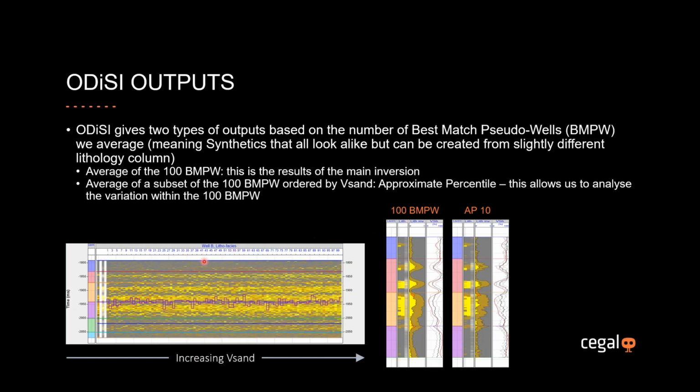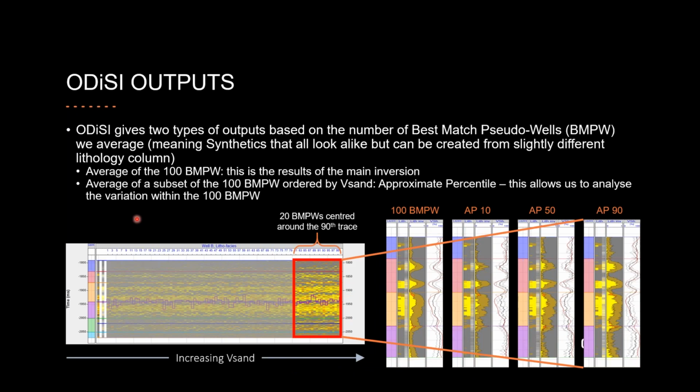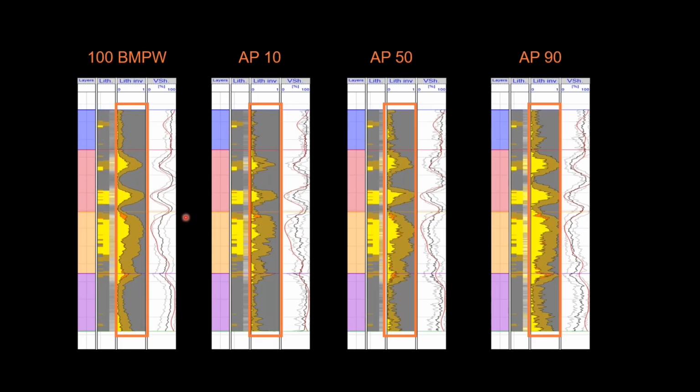If we do the same around the 50th trace, we call it the AP50. And around the 90th trace, we then have the AP90. If we zoom a little bit more on the outputs, we can see the difference in facies proportion. The tracks in the rectangle, so here, here, here, and here, are the facies proportion results for the different cases.